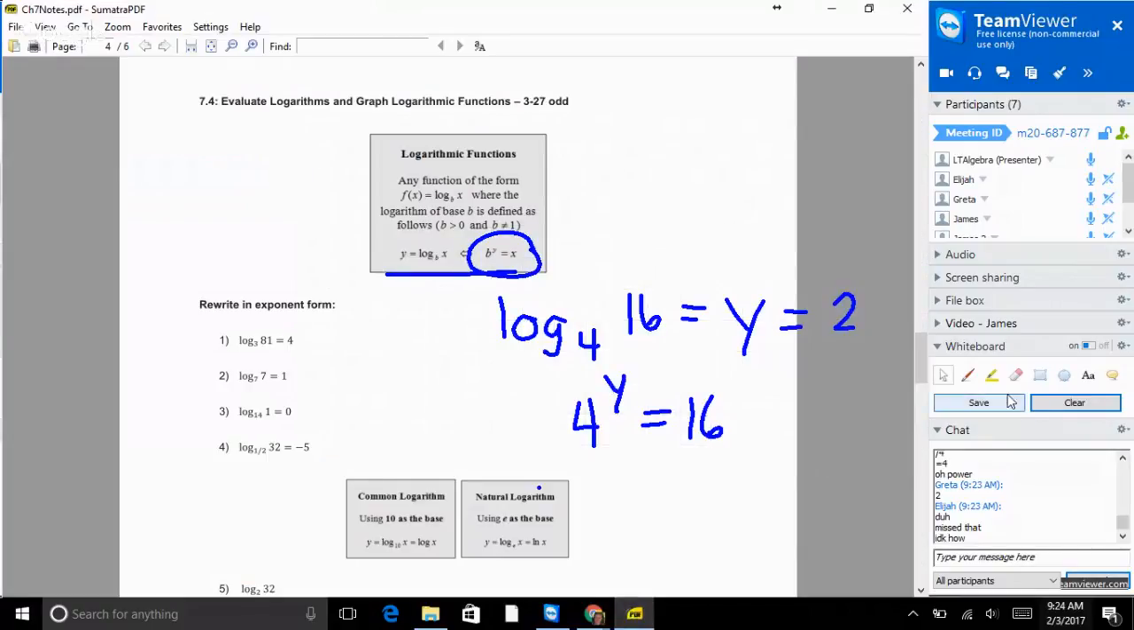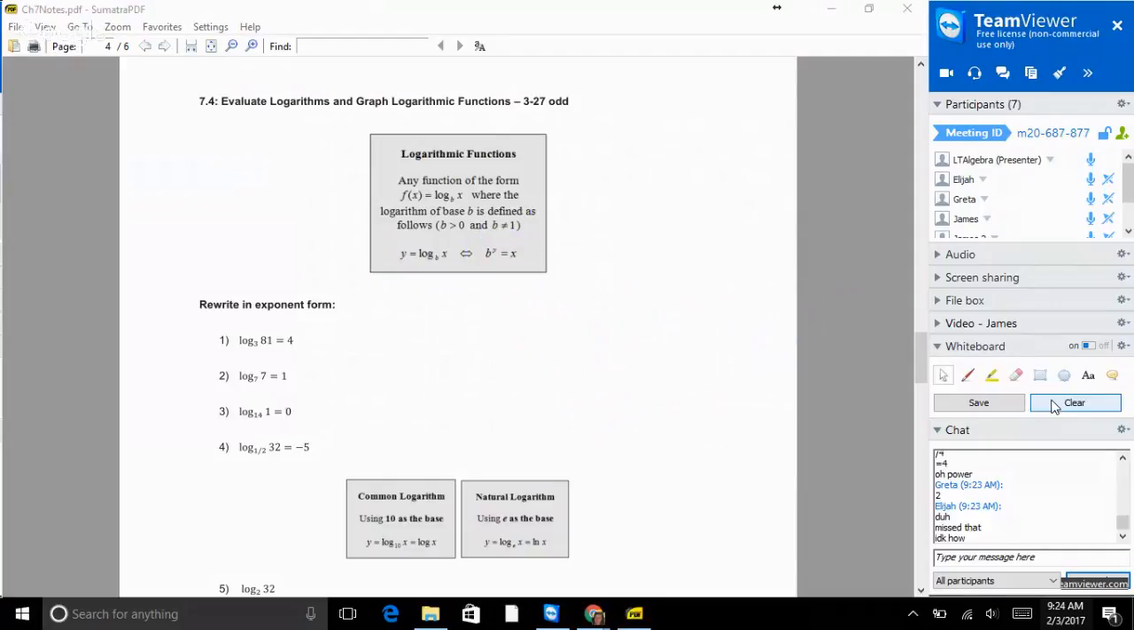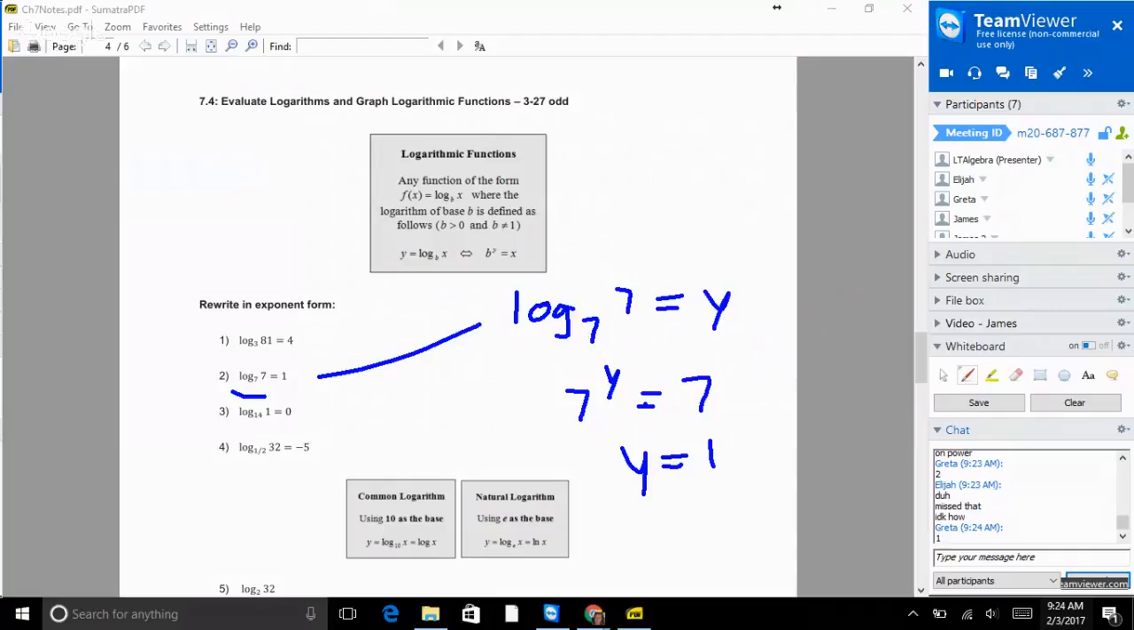So let's look at a few of these other ones and pretend like we don't know the answer so we can see how easy that is. If I have the log base 7 of 7, and I'm just going to pretend like I don't even know what that equals, I'll just say equals y. What I'm really looking at is 7 to the y power equals 7. So 7 to the what power equals 7? That means that y has to be 1, right? And big surprise, if you evaluate that, you get 1.